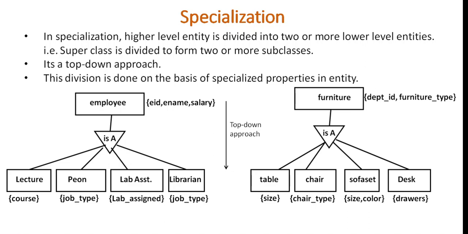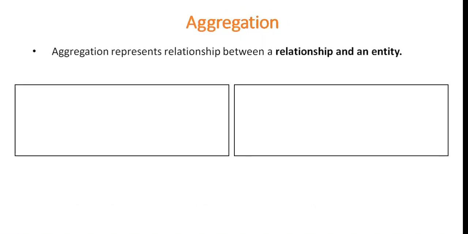Okay, and it is denoted by the inverted triangle, and in that triangle a word is written, for example furniture: a table is furniture, a chair is furniture, and so on. Okay, so this is specialization. Then next we have aggregation.